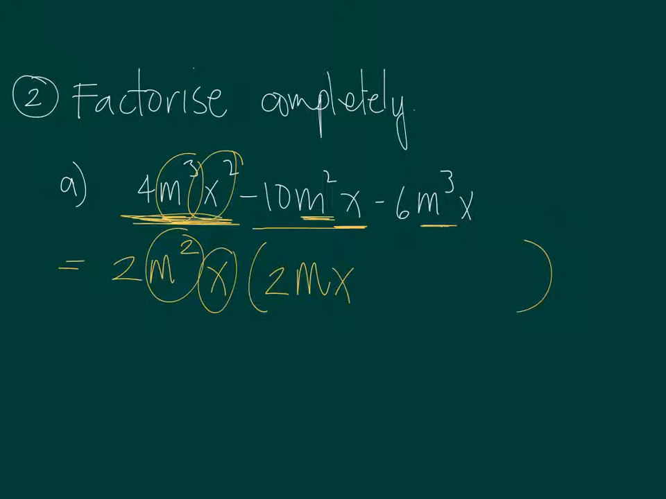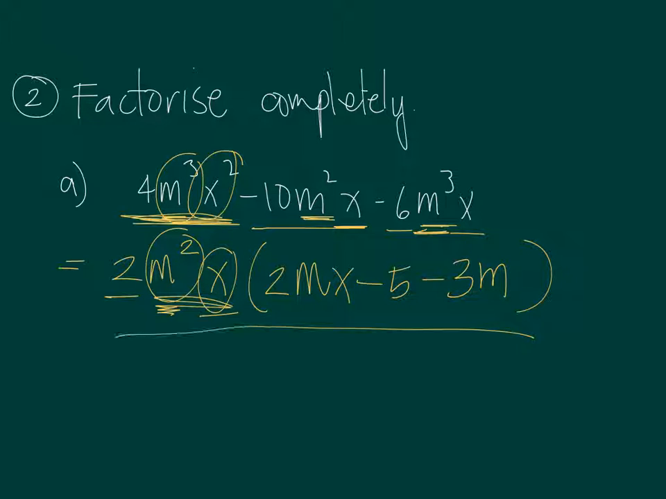For 10m squared x, so minus, 10 divided by 2 is 5. There's no more m squared and x because we are factoring out m squared x. Then finally, for 6m cubed x, 6 divided by 2 is 3. And then m cubed divided by m squared is m. x divided by x is just 1, so there's no more x. So the factored form of the given expression is 2m squared x times 2mx minus 5 minus 3m.